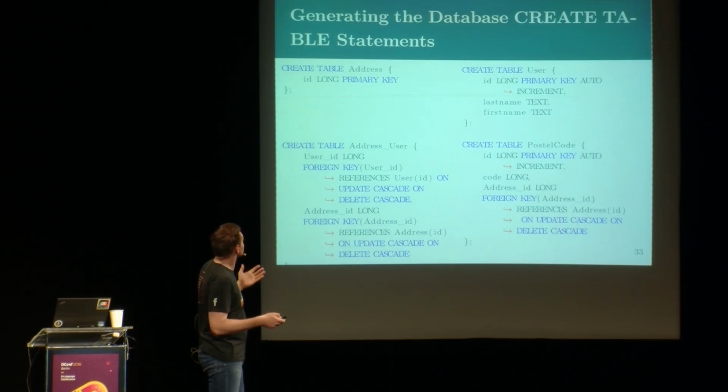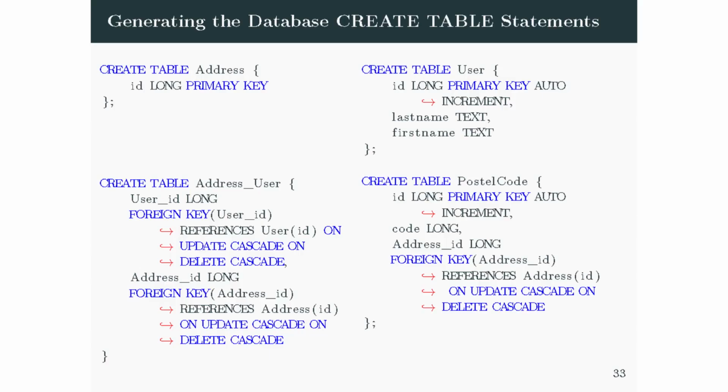So looking at that, we see this. We create an address with an ID, which is a primary key. Actually, there's a mistake, it should probably also be auto-increment. We have a user, which has its ID, which is also auto-increment. And it also is generating the tables for the relationships between the different classes we have created.